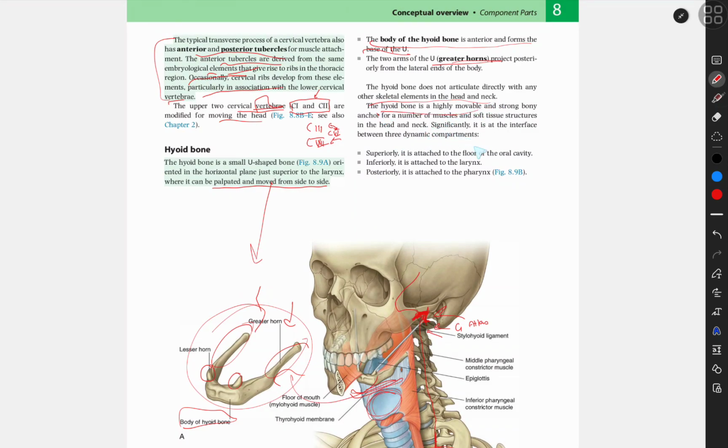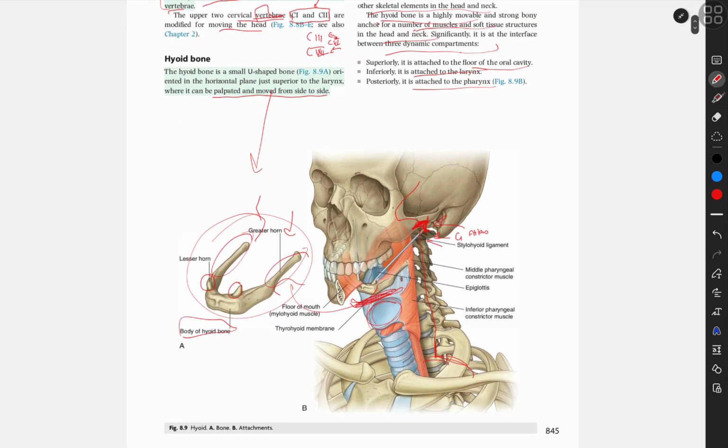The hyoid bone is a highly movable and strong bony anchor for a number of muscles and soft tissue structures in the head and neck. Significantly, it is at the interface between three dynamic components. Superiorly, it is attached to the floor of the oral cavity, inferiorly attached to the larynx, and posteriorly it is attached to the pharynx. So the hyoid bone does not articulate with any bone.